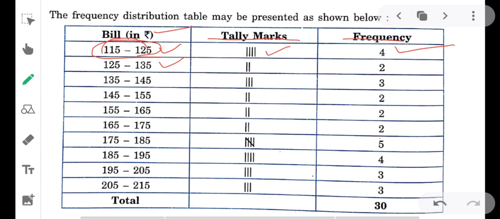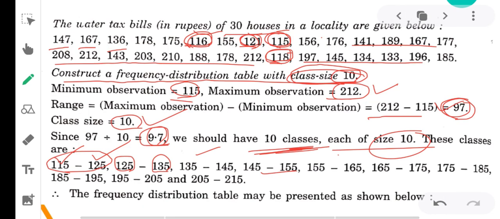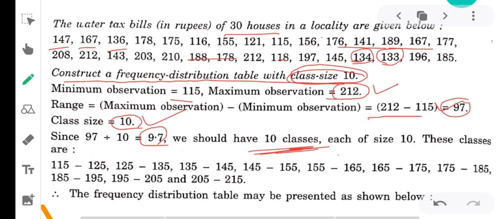Then moving to the second class interval, that is 125 to 135, it will include the numbers that lie between 125 and 135, including 125 and excluding 135. So the numbers are 134 and 133. So the frequency of this class is 2. Clear?